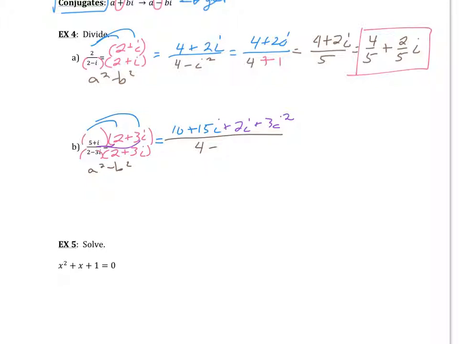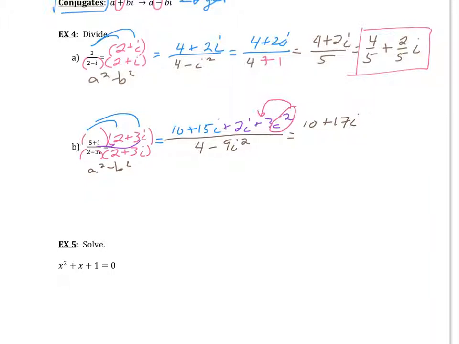What's 3 squared? 9. And then the i squared is i squared. So then we're going to collect like terms in the numerator. So we get a 10. And then 15i and 2i gives you 17i. And then what is the i squared going to do to the sign?